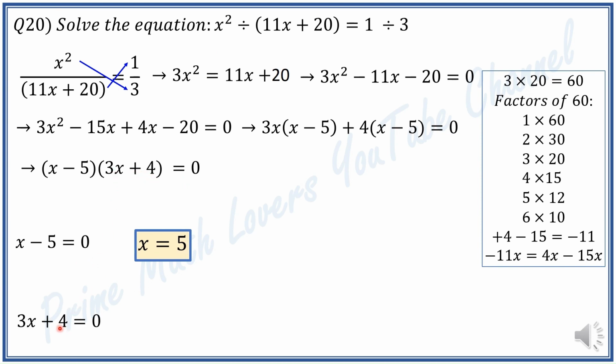Or 3x plus 4 is equal to 0. We take 4 to the other side. 3x is equal to negative 4. And if we divide both sides of this equation by 3, we get x is equal to negative 4 over 3.